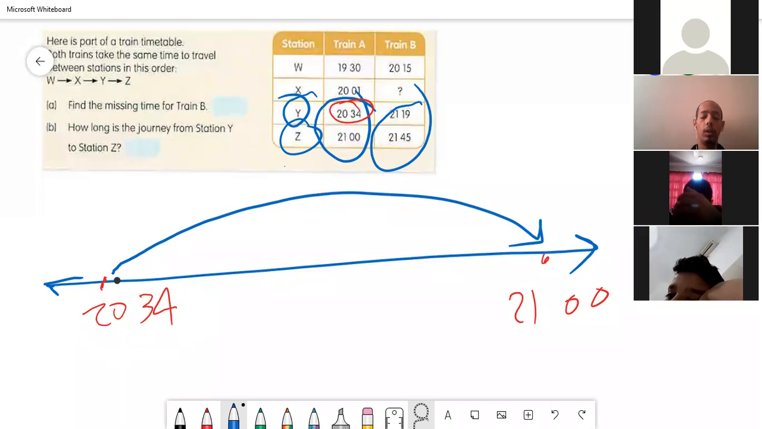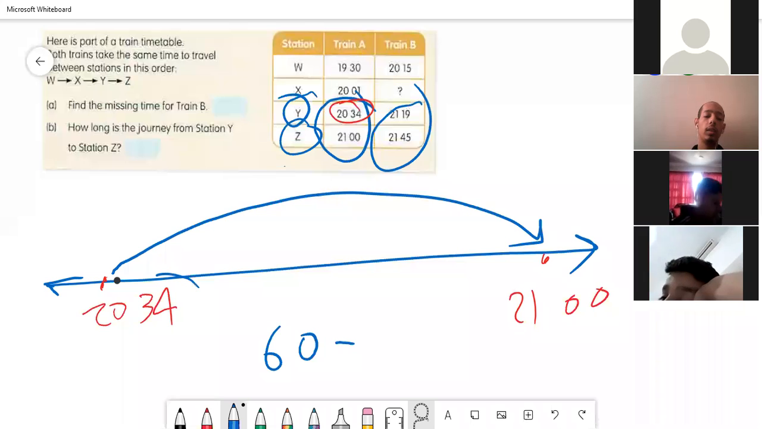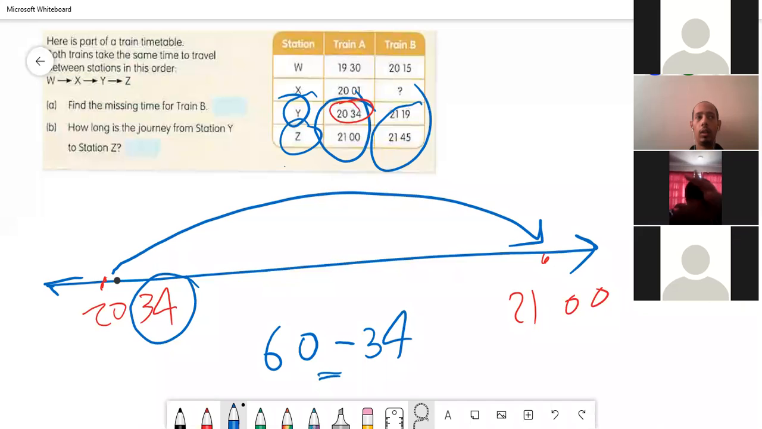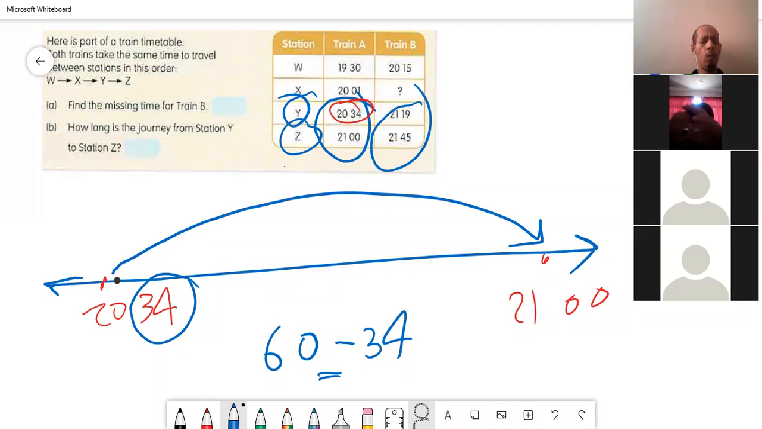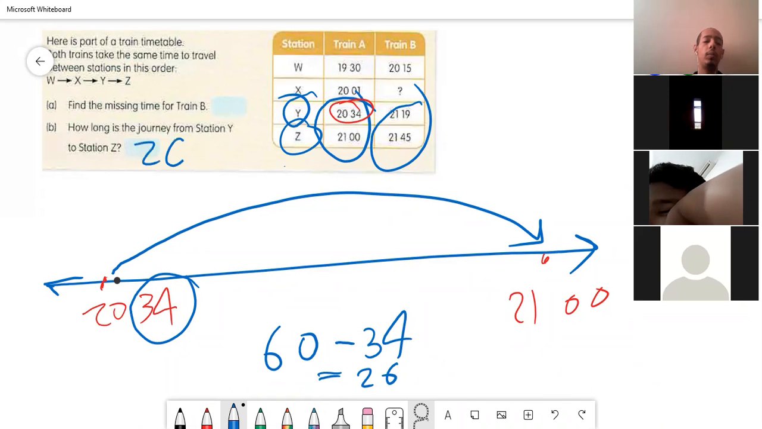Okay, this is 20:34. But I have 60 minutes in 1 hour, right? Yes, teacher. And between 20 and 21 is 1 hour. So I need to minus 34. Yes, teacher, can I answer? 26. Yep, it's 26 minutes.